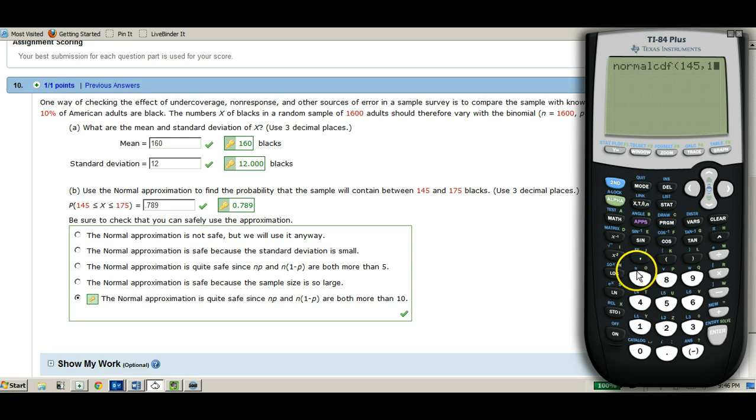At this point, I can either calculate the mean and standard deviation, which I have already done, so I'm going to put in 160. However, I could enter 1,600 times 0.1. That way, if I had done any rounding, it wouldn't affect my answer. And the standard deviation is 12. And again, I didn't round that, but I could put in the square root of 1,600 times 0.1 times 0.9 as well. Press enter and I get 0.7887, and so to the nearest 3 decimal places would be 0.789.